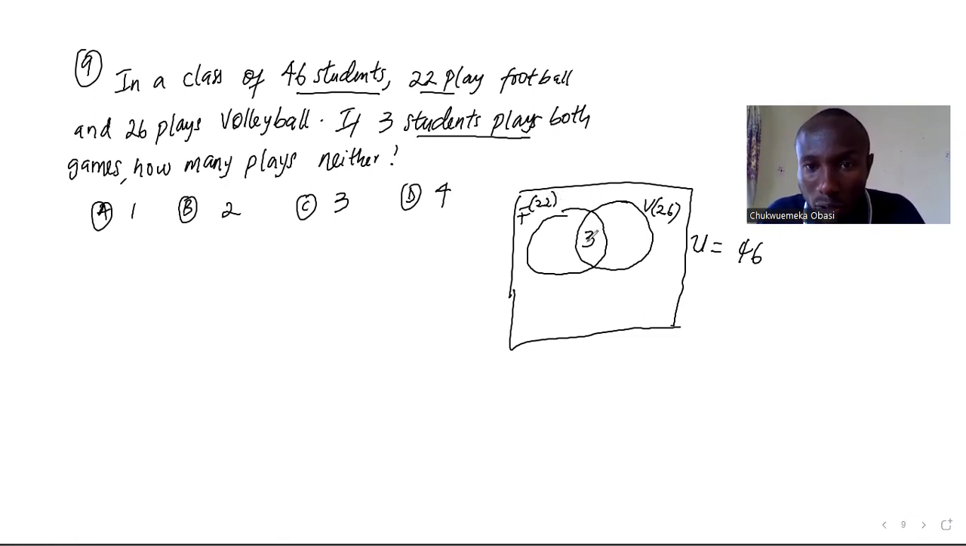This 22 right here minus 3 will give me 19. So 19 people only play football, and for volleyball, we do 26 minus 3, that will give me 23. So 23 people only play volleyball.